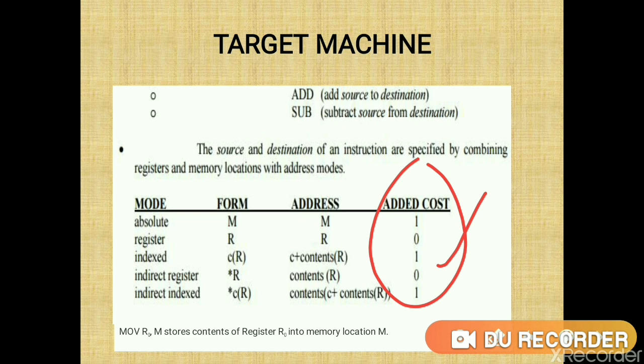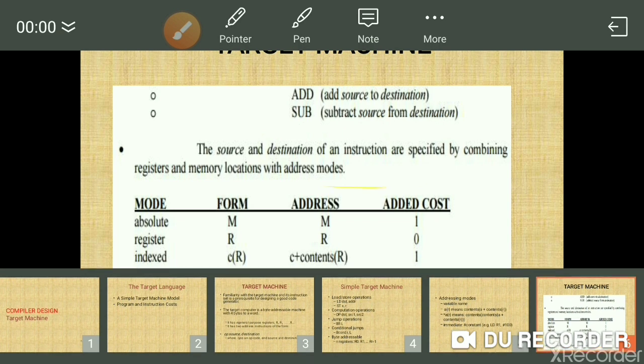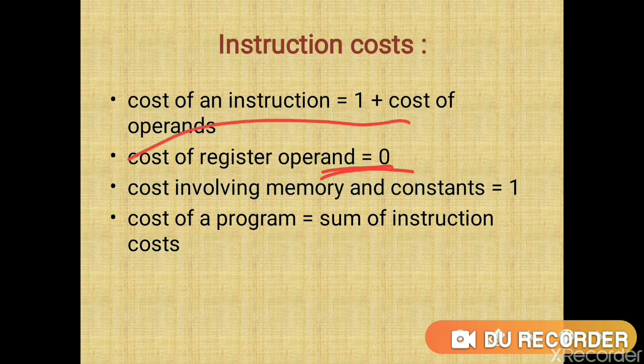So how can we calculate the cost? Here you can see for absolute the cost is 1 and for register it is 0. So what are the rules for that? Normally the cost of an instruction is calculated as 1 plus cost of operands. That is the normal rule that we are using. The cost of a register operand is 0. That means if R0 is involved in a calculation, its cost is considered as 0.